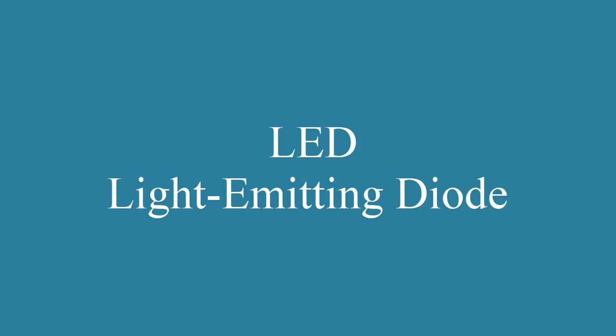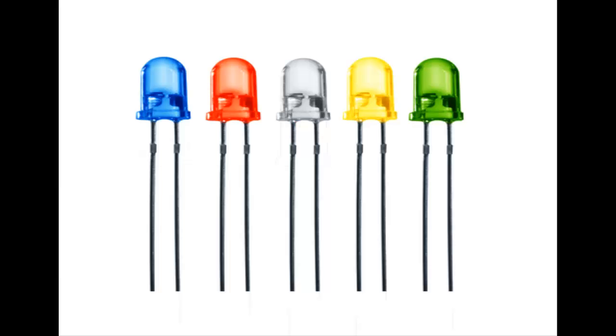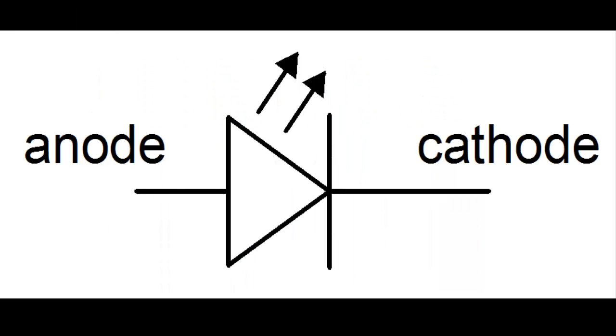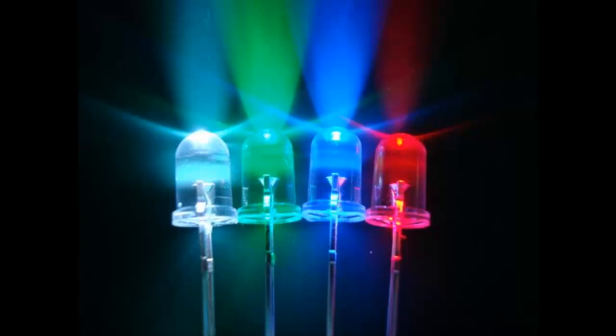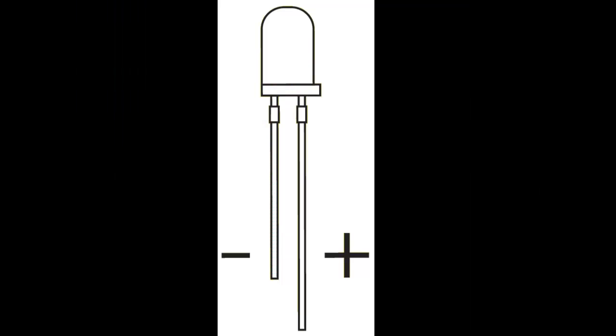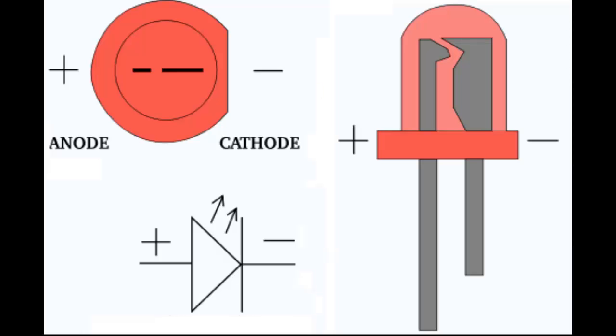LED, or light emitting diode, looks like this and is represented by the symbol. It is the type of diode which emits light when you apply voltage across its leads. One of its leads will be longer than the other one. The longer lead with the shorter head is called positive or anode. Similarly, the shorter lead with the larger head is called negative or cathode.